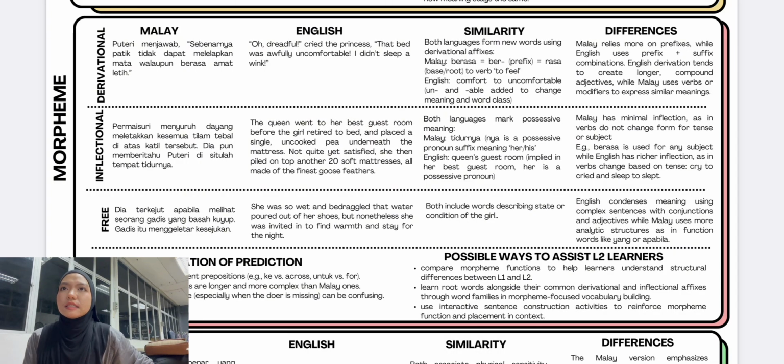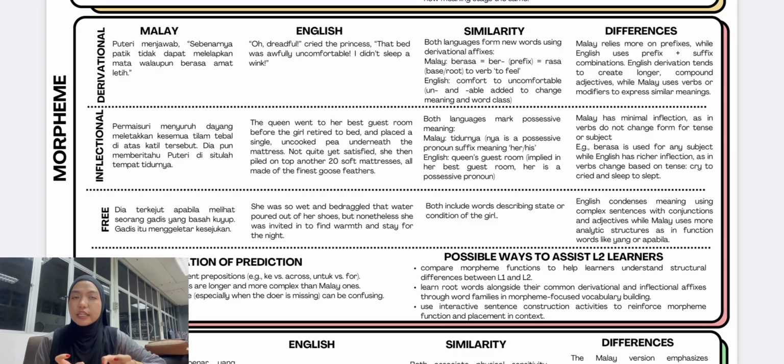And then the second linguistic item in morpheme is inflectional. So in this excerpt, in the Malay version: Permaisuri menyuruh Dayang meletakkan kesemua tilam tebal di atas katil tersebut. Dia pun memberitahu puteri di situlah tempat tidurnya. And this is the English version: The queen went to her best guest room before the girl retired to bed and placed a single uncooked pea underneath the mattress.